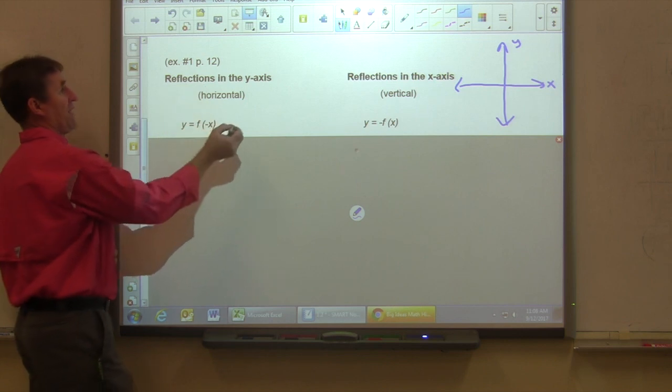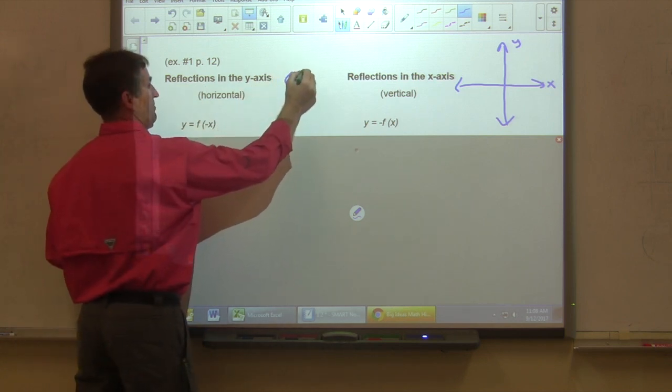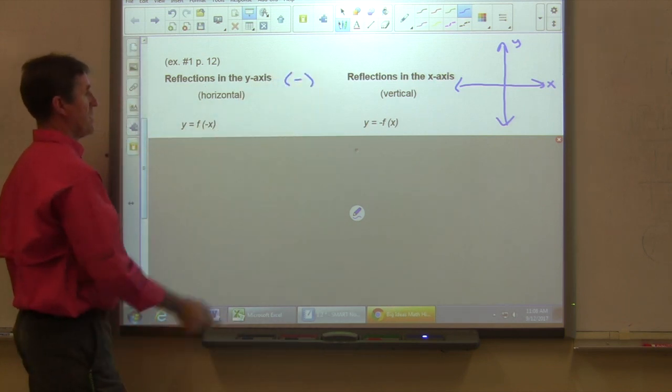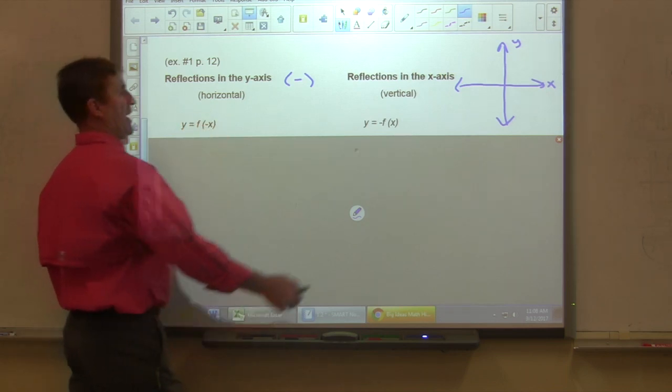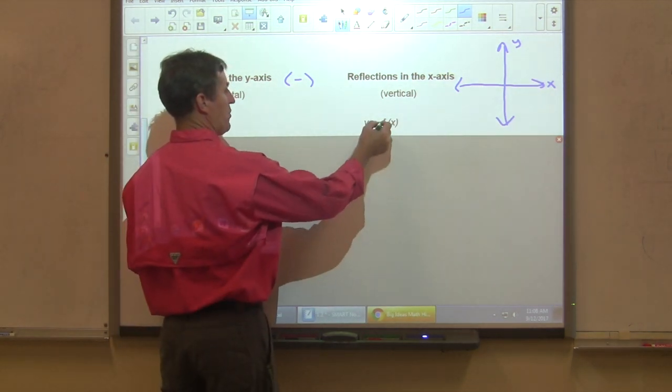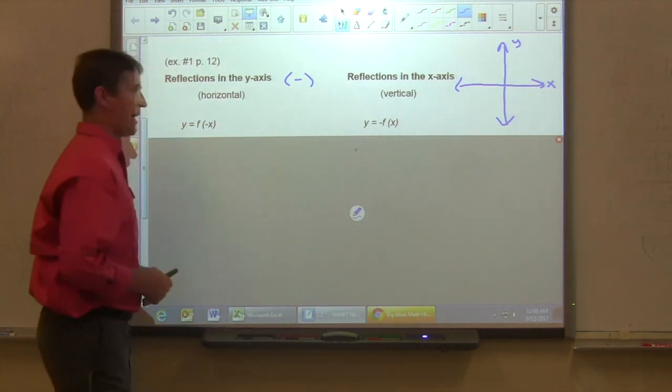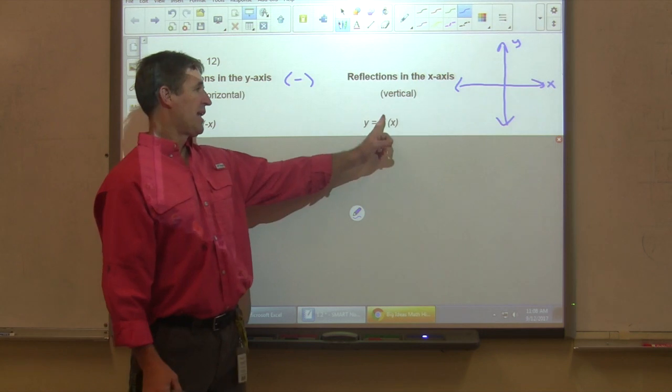And all you have to do with reflections is you use a negative sign. Okay? So when it's horizontal, since it affects just the x, we put the negative sign with the x in parentheses. And if it affects the whole function, we put the negative sign on the outside. And so that would be negative f of x.